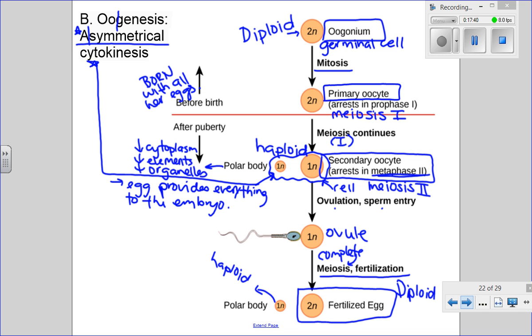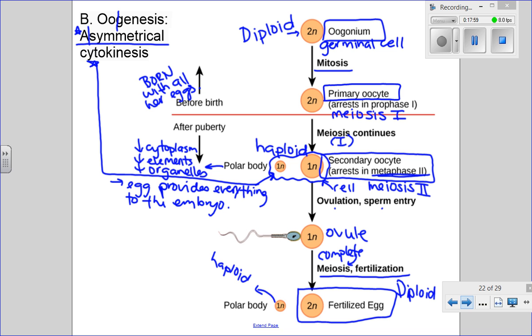That's me being sexist. But the egg has to provide everything that the cell needs except for that little piece of DNA. So except for the haploid number of chromosomes, the sperm is not providing any other cell structures to the embryo.